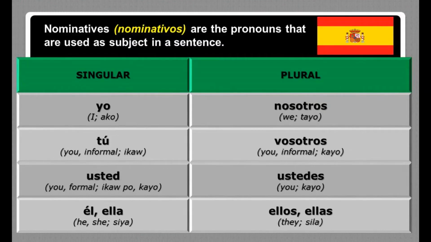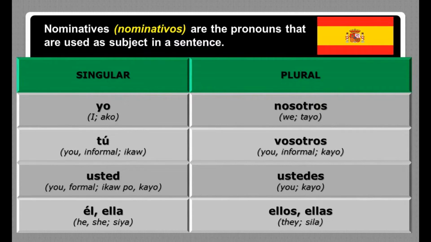The nominatives are the pronouns that are used as subject in a sentence. First person singular I or ako is yo. First person plural we or tayo is nosotros. Second person you, ikaw, or kayo is either informal or formal.